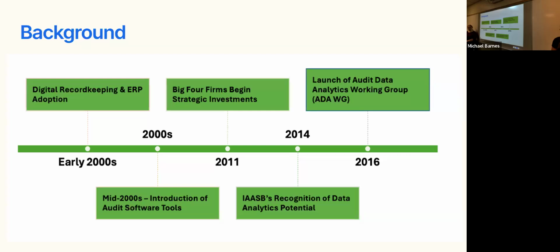And in 2011, Big Four firms started investing more in technology. They began hiring people who were good with data and started using more tools to make audits faster and better. They saw how useful it could be in audit. And in 2014, ISB officially said that data analytics could be really useful and important in audit. This was a big step forward. And in 2016, a group was created just to focus on how to use data analytics in audit. They started working on how to bring those ideas and tools into the official audit standards.